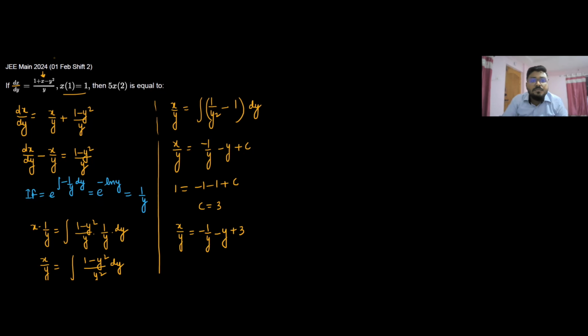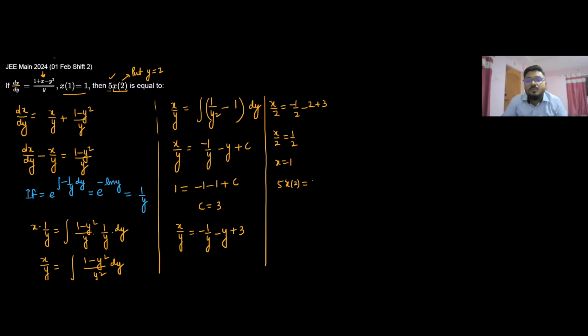Now they are asking 5 into x of 2. X of 2 means you have to put y equal to 2 and find the value of x, and then we have to multiply by 5. So substituting y equal to 2, minus 1 by 2 minus 2 plus 3. So that is x by 2 equals 1 by 2, that is x equals 1. So 5 times x of 2 will be equal to 5 into 1, that is 5. So the answer is 5. All right.